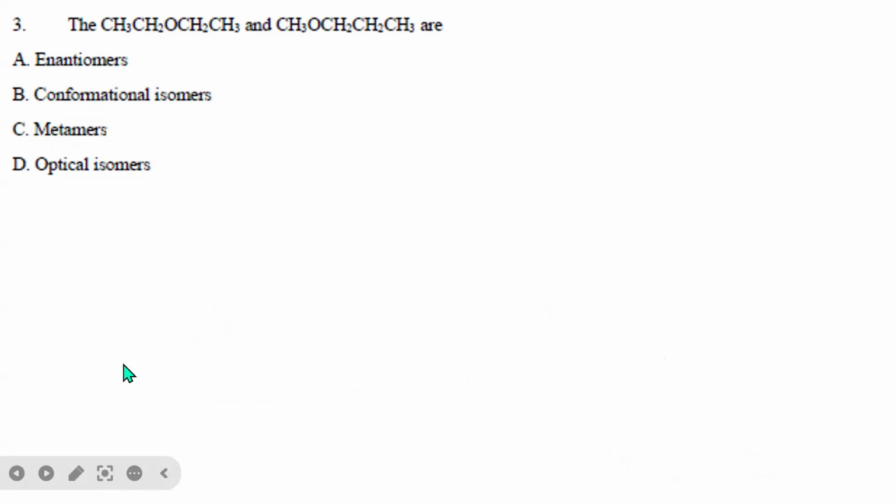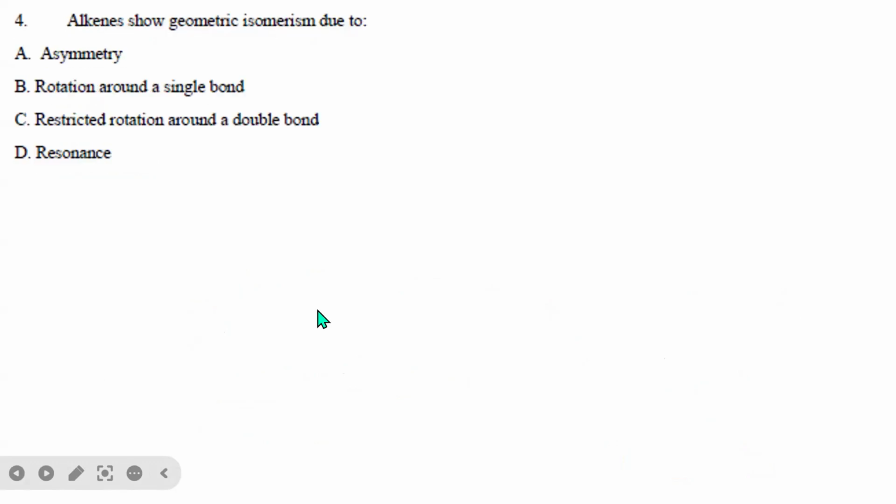So we are moving to question 4. Alkenes show geometric isomerism due to: A, asymmetry; B, rotation around a single bond; C, restricted rotation around a double bond; and D, resonance. So first, we need to understand what is geometric isomerism. Geometric isomerism is the type of isomerism that usually exists in compounds that have restricted rotation.